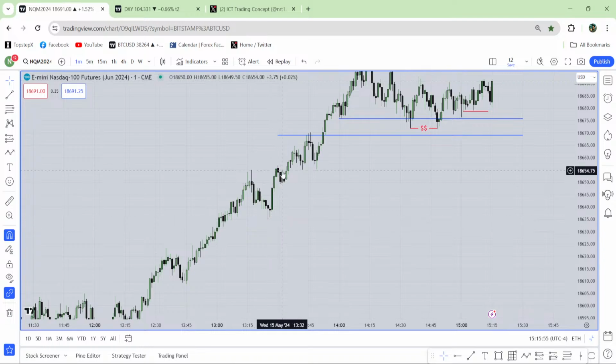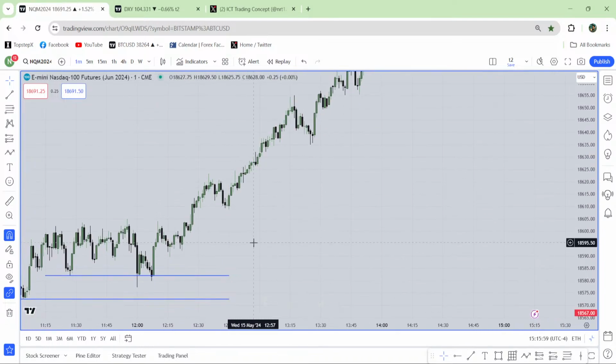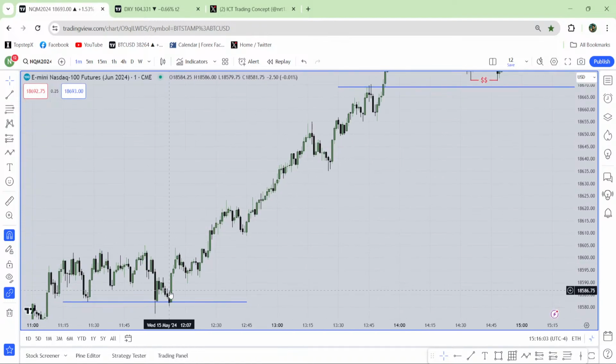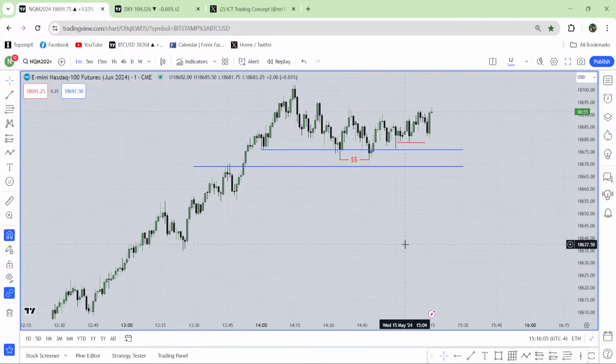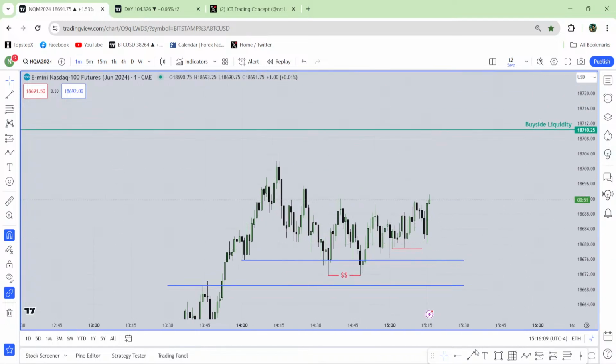Take the liquidity, boom. Take the liquidity, boom. I need this type of boom. If I don't get it, I'm not interested in taking any entry. I'd love to mark the high.